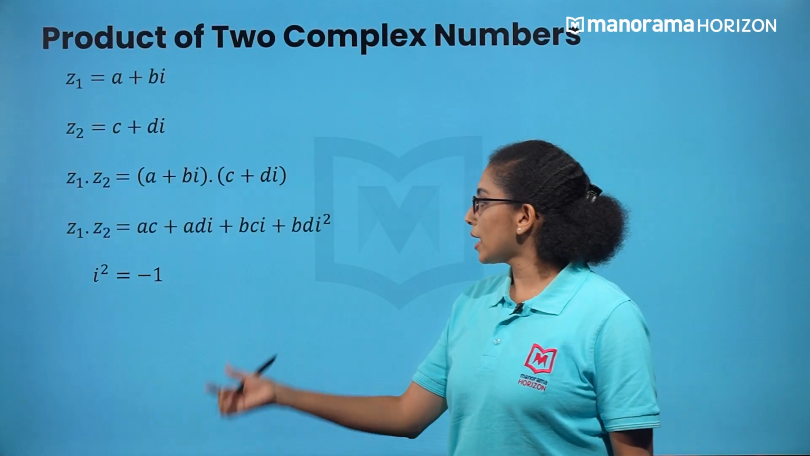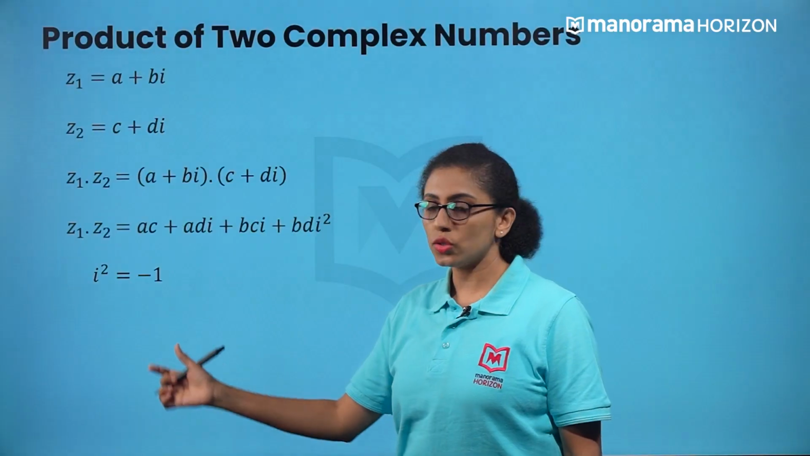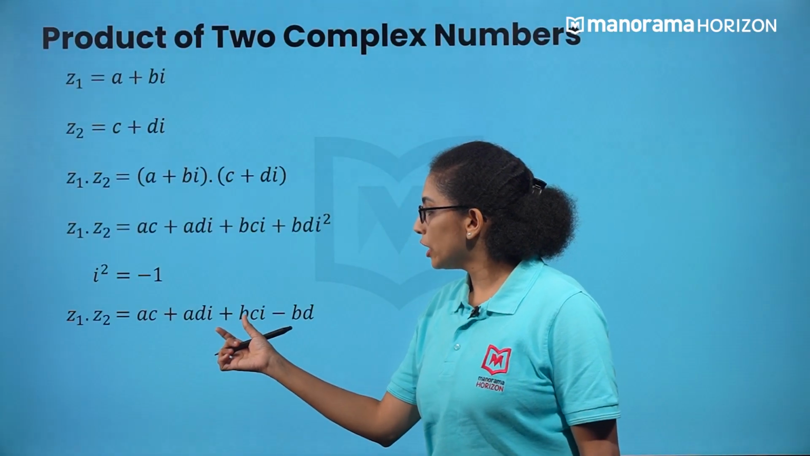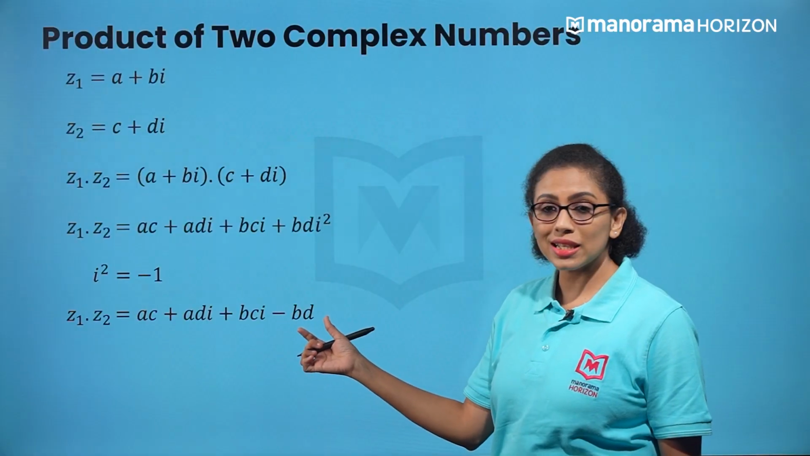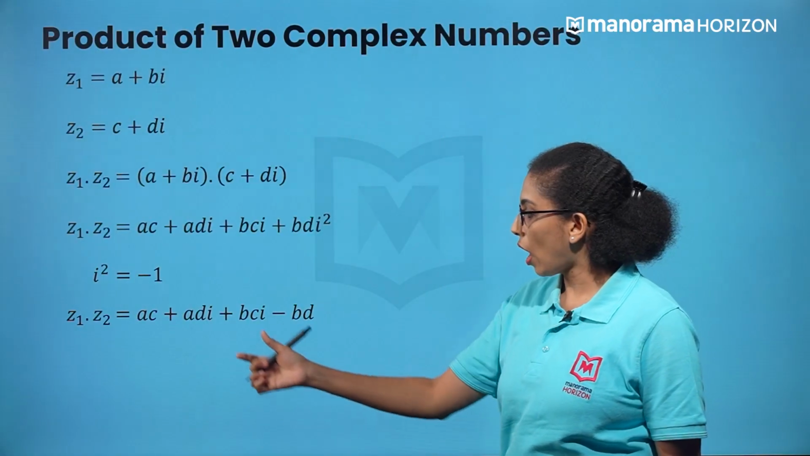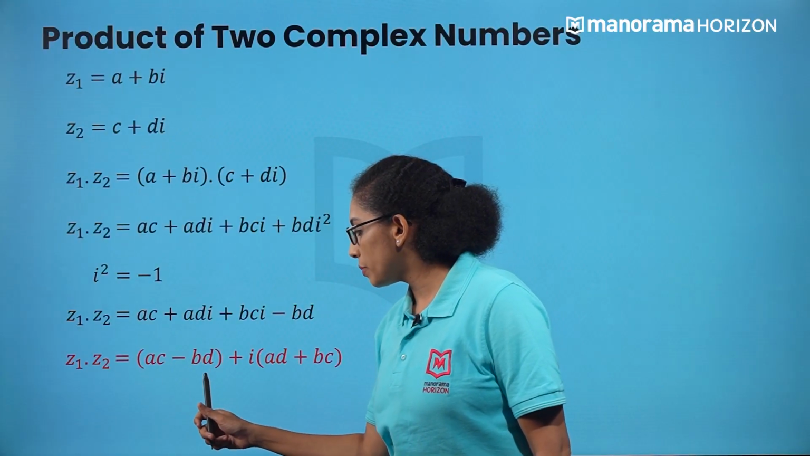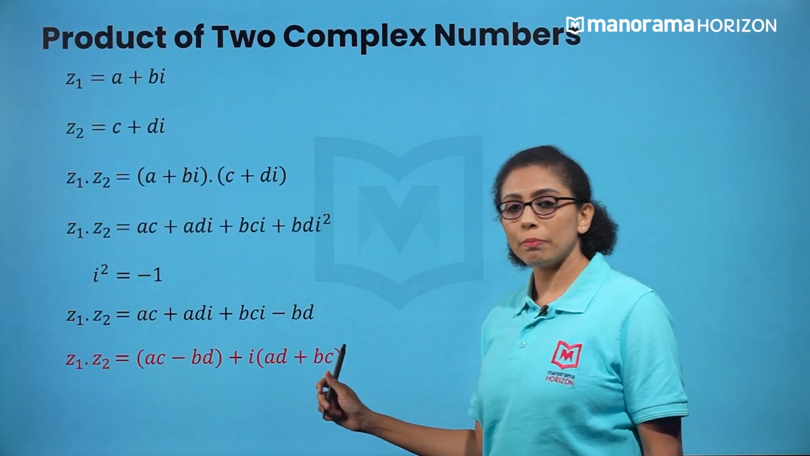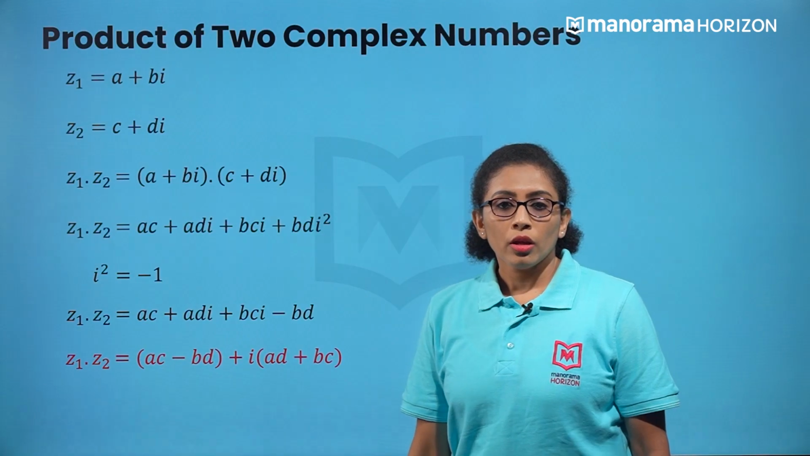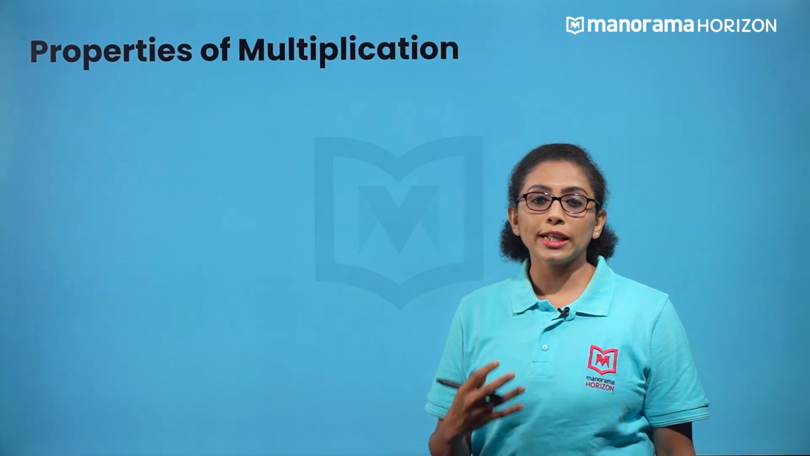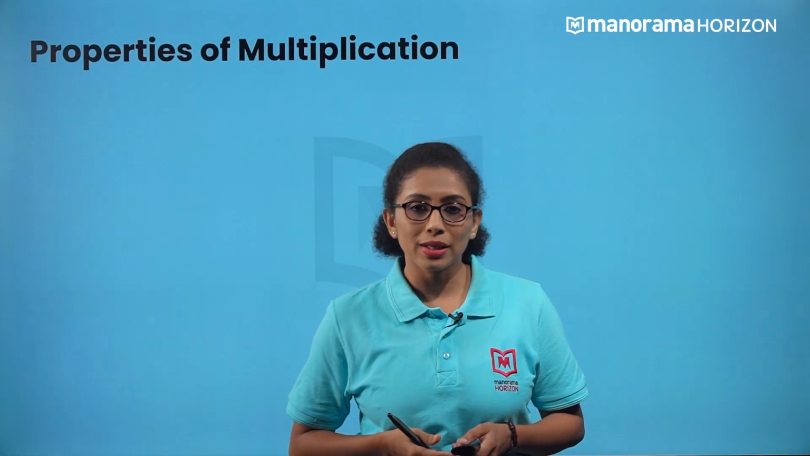Now, what is I square? It is minus 1. So, we get Z1, Z2 is equal to AC plus AD into I plus BCI minus B into D. Now, again rearranging, we get the final result as AC minus BD plus I into AD plus BC. Now, we will see some properties related to the multiplication of a complex number.